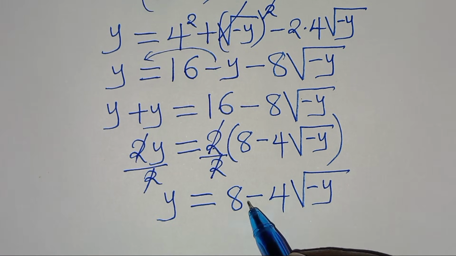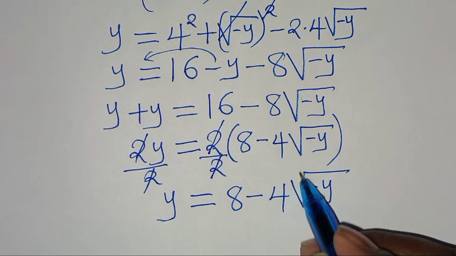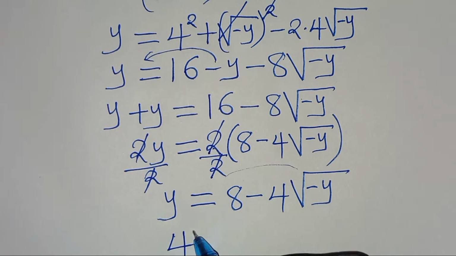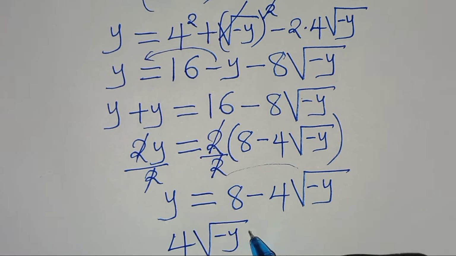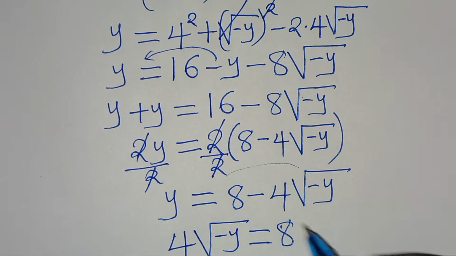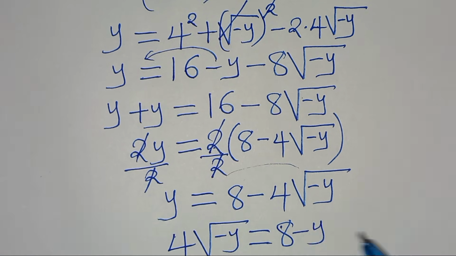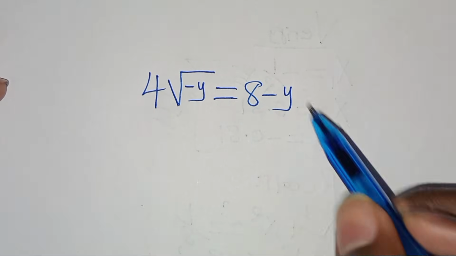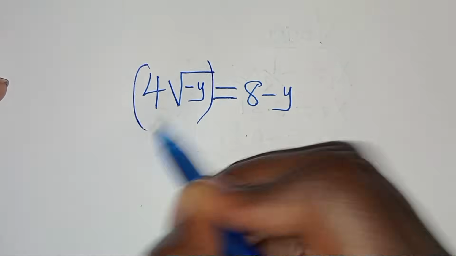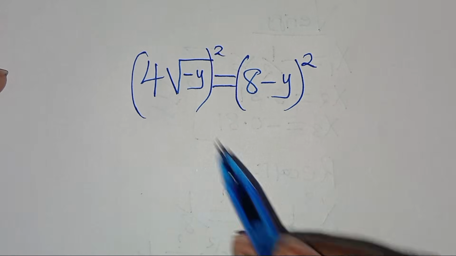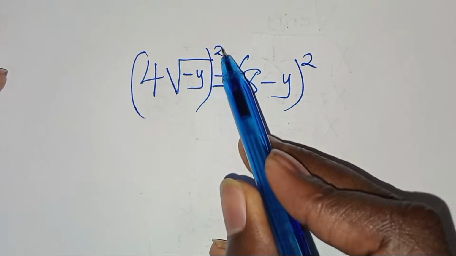So let's take minus 4 square root of minus y to the left hand side, and take y to the right hand side, so that we have 4 square root of minus y equal to 8 minus y. So let's square both sides from here. Now we have 4 times the square root of minus y, to the power of 2.